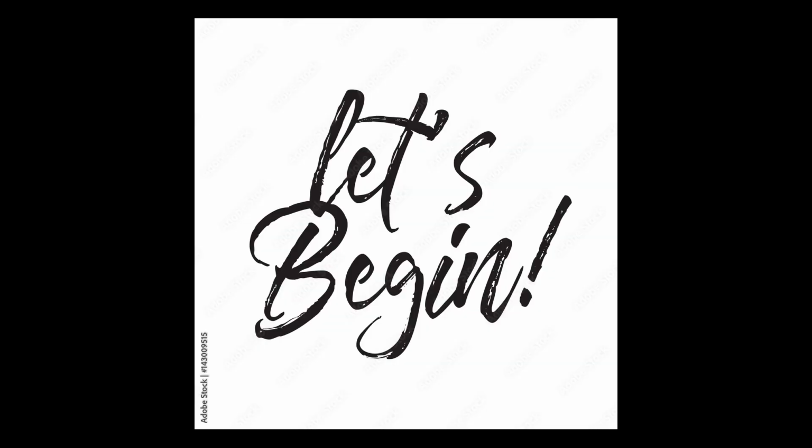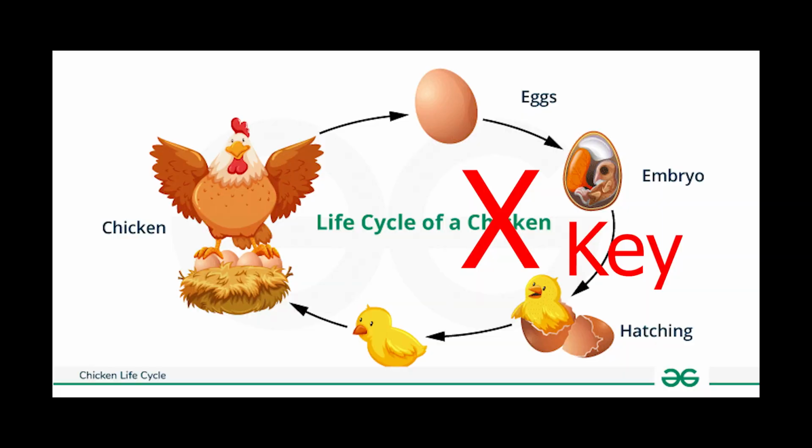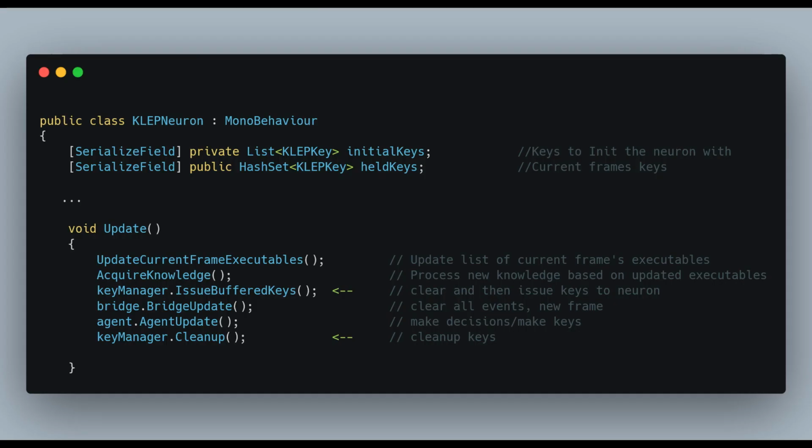So let's begin. The key lifecycle should be understood first. If we go back to the neuron, we can see that in its update cycle, after it has checked for new knowledges, it calls the key manager to tell it to release all the keys that it has in its buffer. The key manager does so. This lets the neuron agents make informed decisions for that frame in regards to what executables are valid and can fire. Then, after it's dealt with all of its executable stuff, it then clears its held keys to remove all that data, where it will be populated again in the next frame.